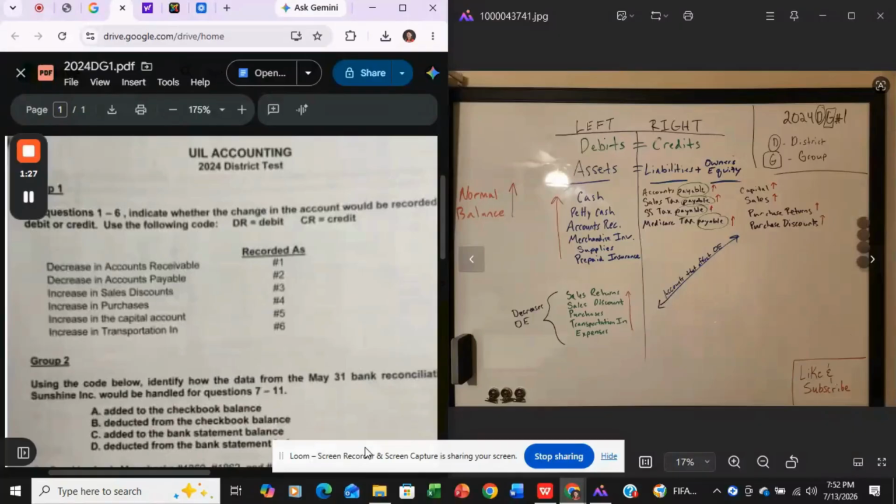Increase in purchases. Again, look at your notes. Purchases is on the debit side, and it's increasing, so it would be a debit. Increase in the capital account. You can see that capital increases owner's equity, so it's on the credit side. So it would be a credit. And then the last one, transportation in. It's on the debit side, and it's an increase, so that means it's a debit.